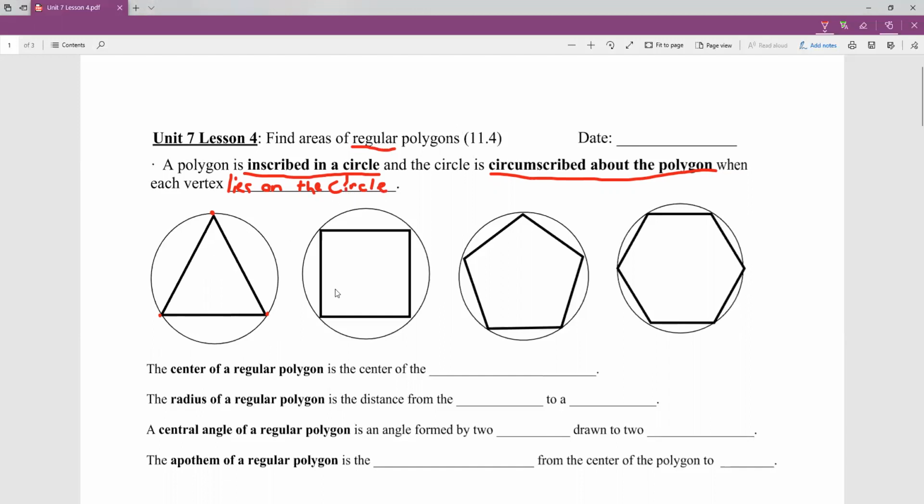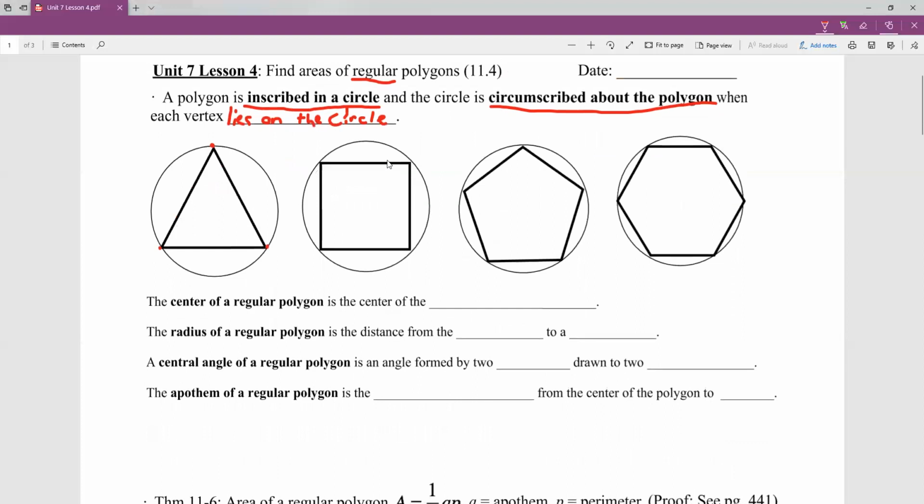Here, all of these regular polygons have vertices that lie on these circles. So these shapes are inscribed in the circle, and the circle is circumscribed about the polygon. That's the first thing to get out of the way.